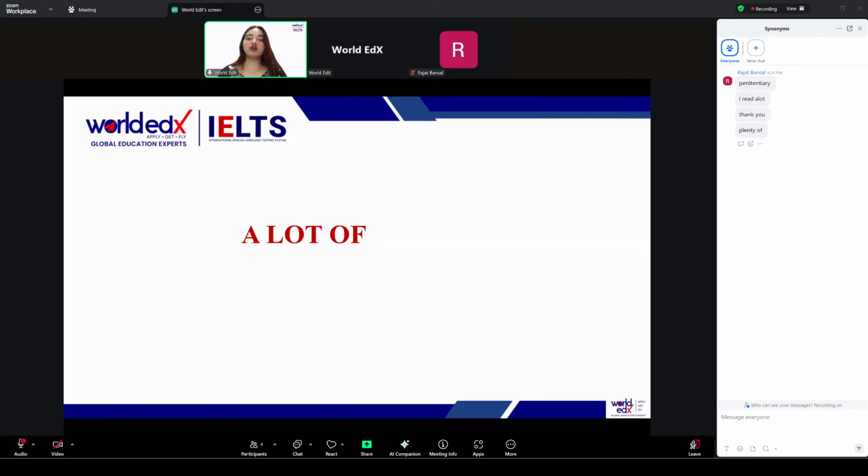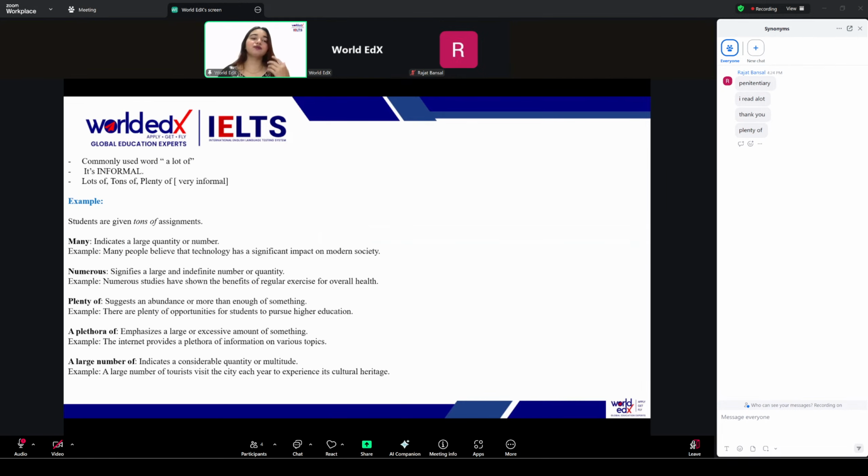So even though a lot of shows a significant amount of people believe in this, make sure when you're using synonyms, they are not informal. For example, if we say a lot of, it comes as informal vocabulary. So instead of a lot of, can you use tons of people? No, you cannot use tons of people. Can you say plenty of people? No, again, it's a very informal way of speaking.